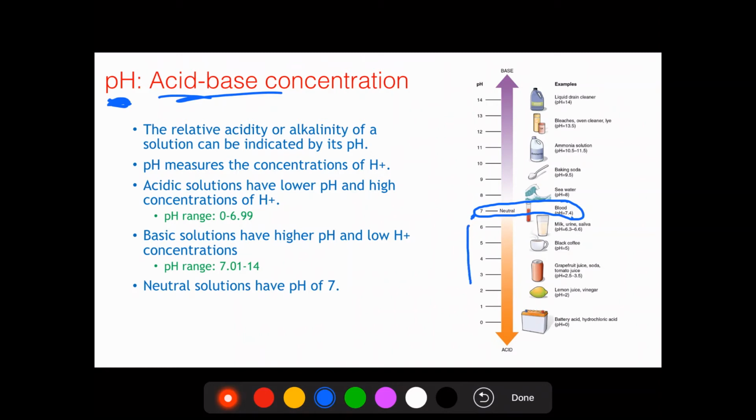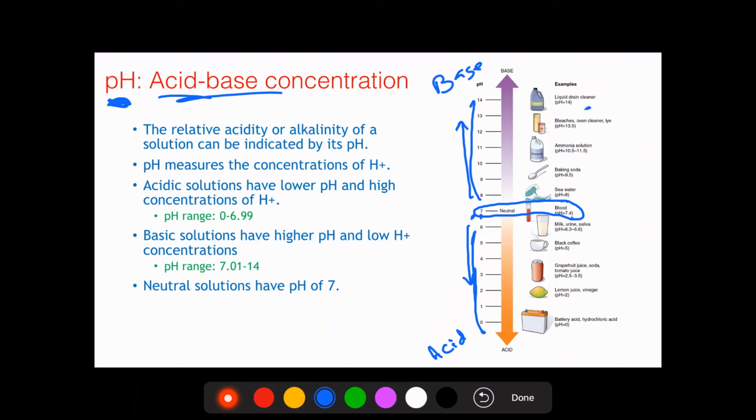Now, if we drop the pH, it will turn more acidic. If the pH increases, it's more of a base. The values go from 0 to 7, or just below 7. All of these are acidic values. The lower the value, the more acidic. And for the base, the values go from 7.1, let's say, all the way to 14. The higher the value, the more basic the solution.